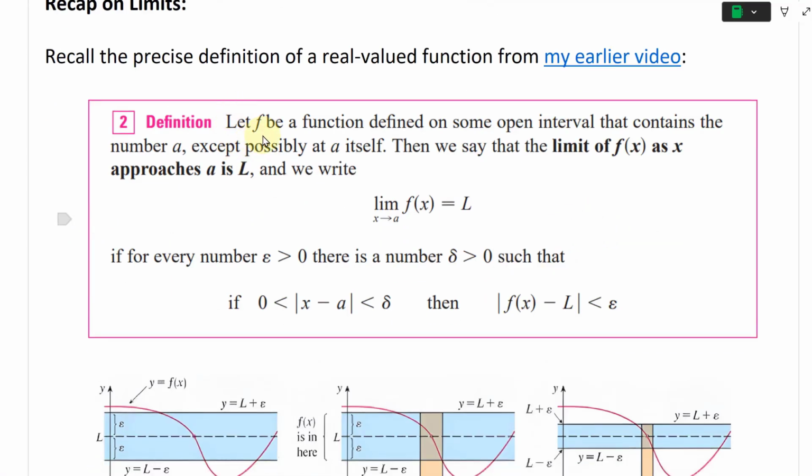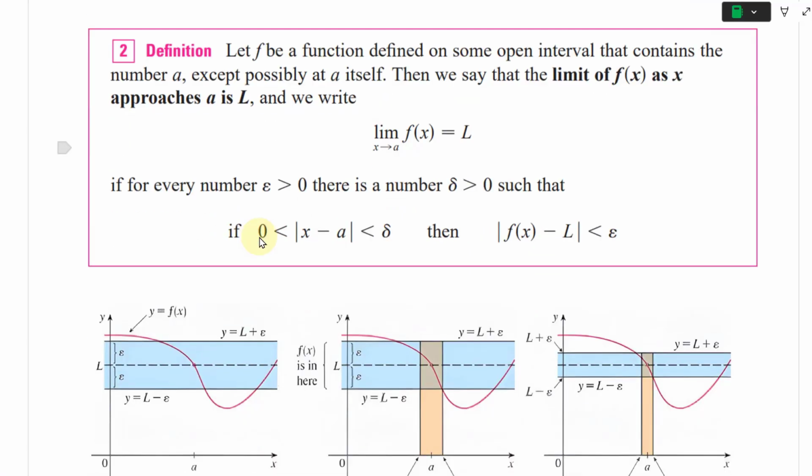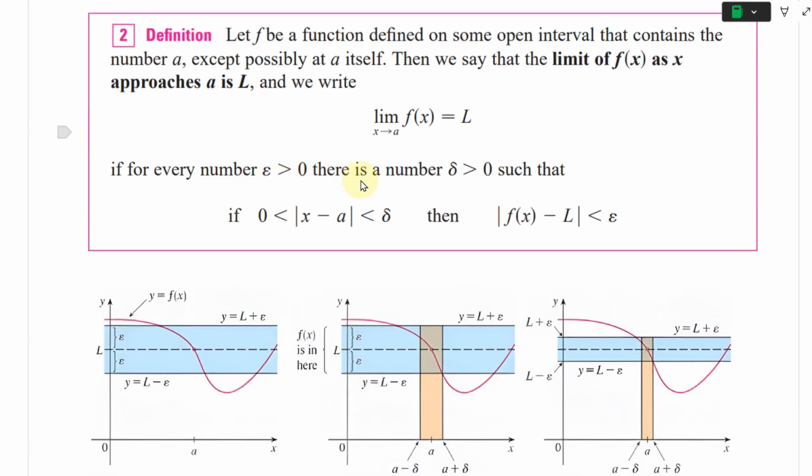Here's the definition. Let f be a function defined on some open interval that contains the number a, except possibly at a itself. Then we say that the limit of f of x as x approaches a is L, and we write the limit as x approaches a of f of x equals L, if for every number epsilon greater than 0, there is a number delta greater than 0, such that if the absolute value of x minus a is between 0 and delta, then the absolute value of f of x minus L is less than epsilon.